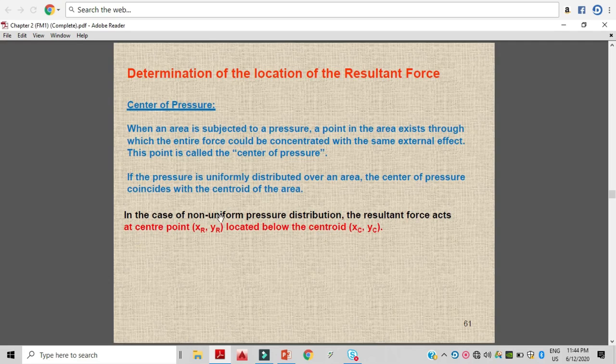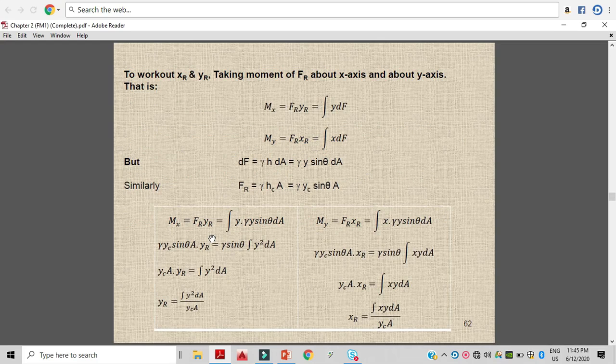In the case of non-uniform pressure distribution, the resultant force acts at the center point XR, YR located below the centroid XC and YC, as shown in the figure that we have discussed previously. Let's see how we can find the location of the net resultant force XR and YR. Whenever we would like to find the location of the force, we take moments.